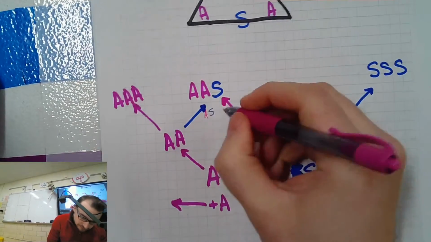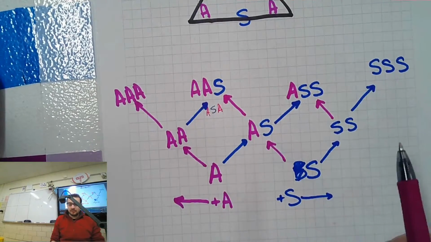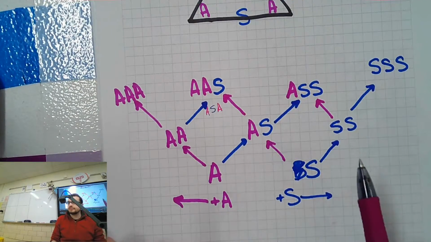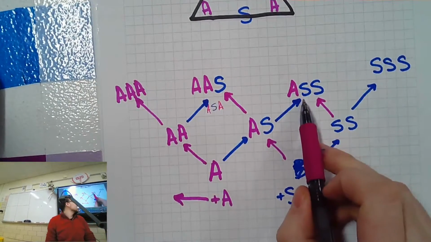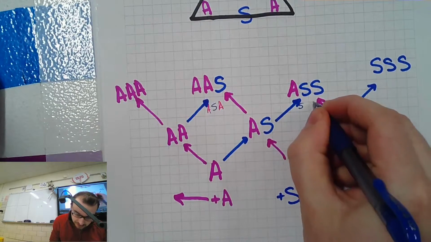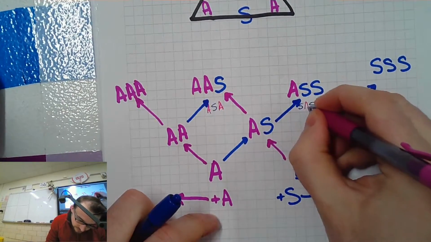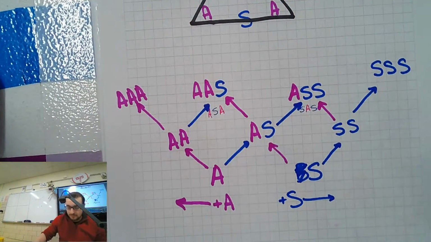Is there another way? SAA would just be this backwards, right? So that's it. There's only one way to do it. One other way. What about this one? What's another way I could write this? SAS. Cool. Only one way to write triple S, only one way to write triple A.